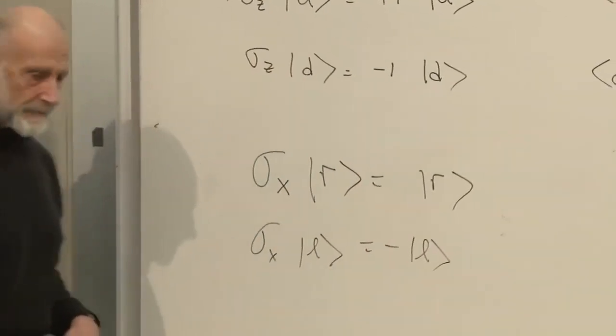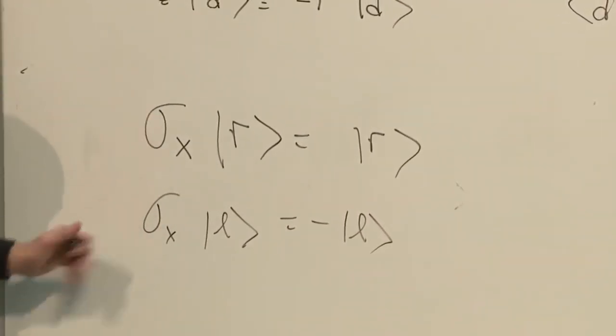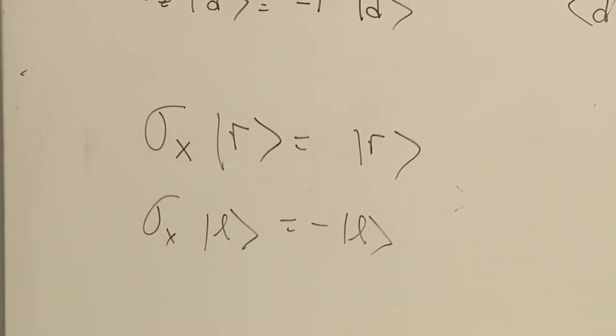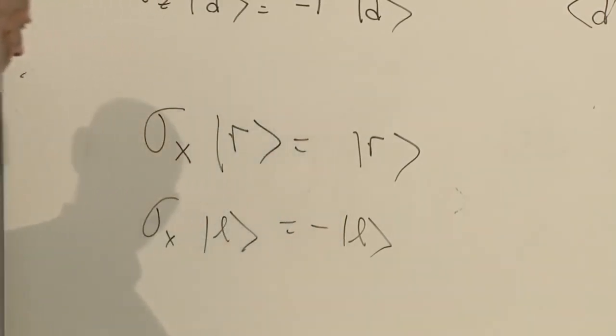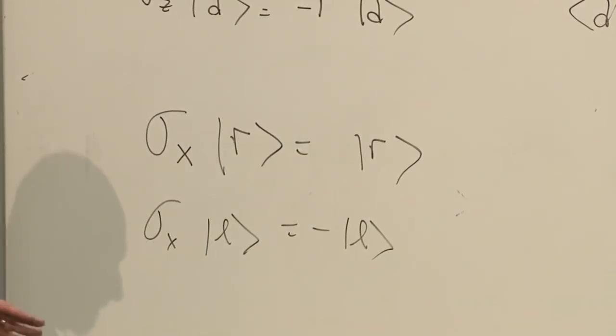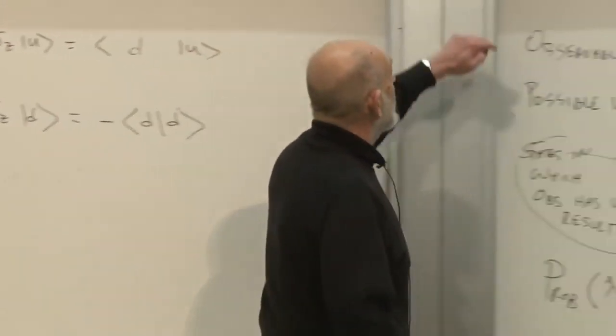Equals minus left. Those are the two possible values that sigma x can take on. Left and right are the eigenvectors, in other words, the states in which sigma x has definite values, +1 and -1. And this is what I know about sigma x. But I want to find its matrix elements in the up-down basis.